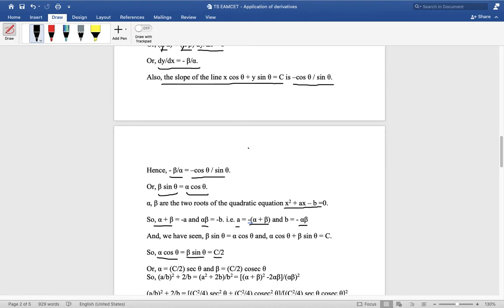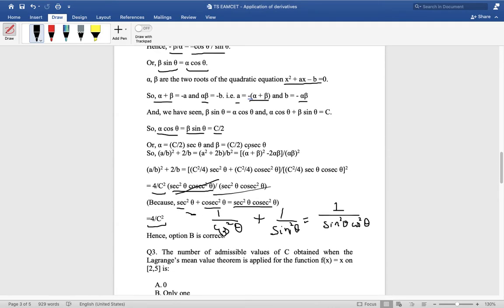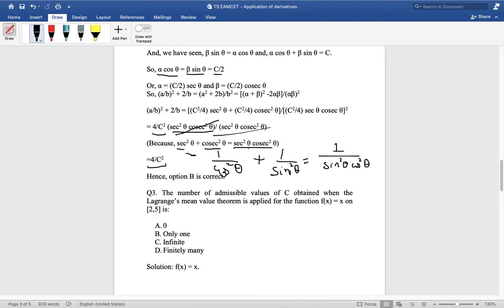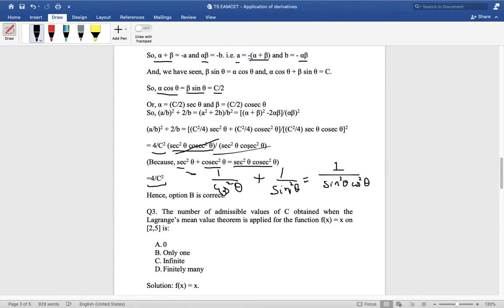Okay, so this was also an easy problem, but a bit time consuming, I would say. These questions are not tough at all. Okay, now let's look at question number 3. The number of admissible values of c obtained when Lagrange's mean value theorem is applied for the function f(x) equals x on [2, 5] is. This question should not take more than 5 to 10 seconds because it's just that easy, right?